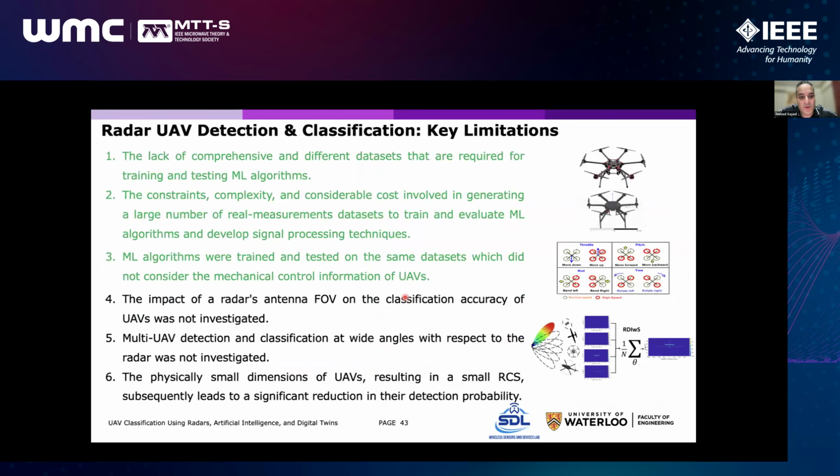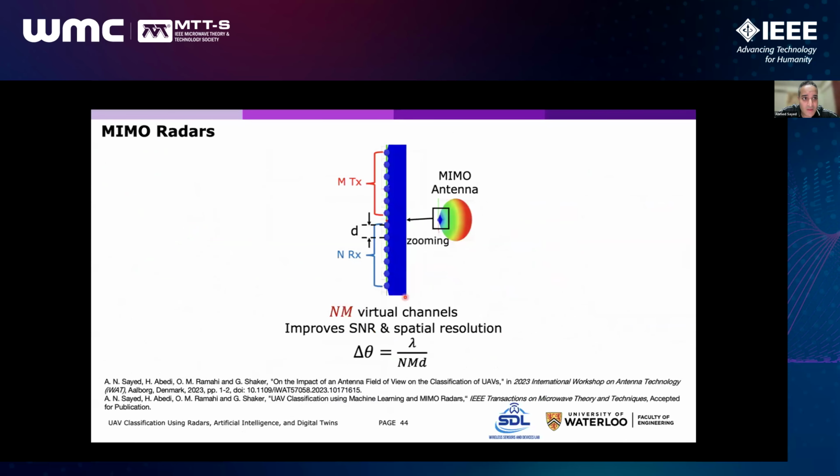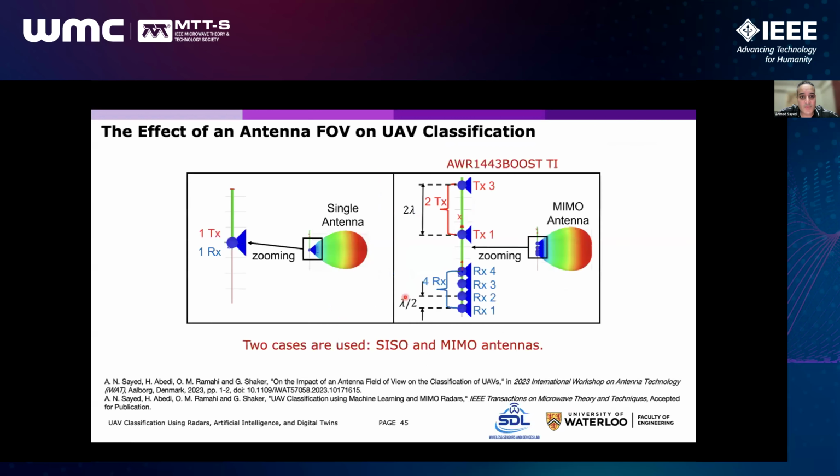Then we'll talk about the impact of the radar's antenna field of view on the classification accuracy of drones. First, let's introduce MIMO radars. MIMO radars means we have M transmitters and N receivers. This creates N by M virtual channels. It significantly improves the signal-to-noise ratio and spatial resolution of our radars. We modeled two different antennas: single input, single output, or SISO antenna, and MIMO antennas. And this is modeled according to the specs of the TI radar used in our measurements.